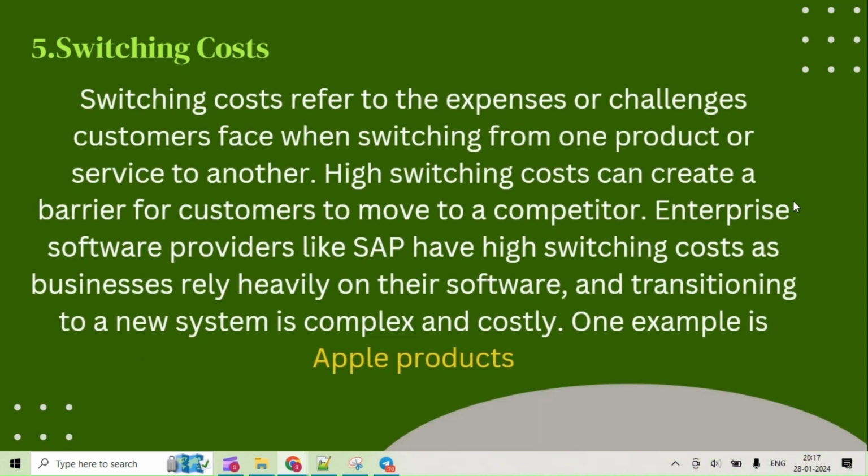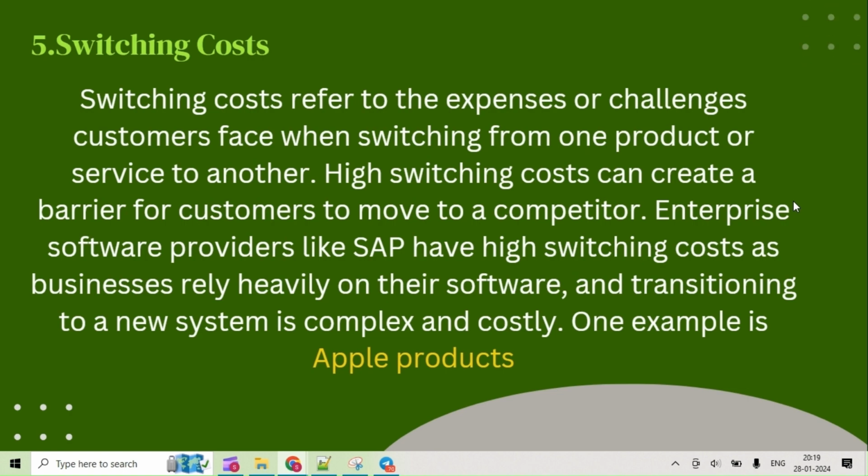The final one would be the switching cost, right? Switching cost refers to the expenses or challenges customers face when switching from one product or service to another. High switching costs can create a barrier for customers to move to a competitor. Enterprise software providers like SAP have high switching costs as businesses rely heavily on their software, and transitioning to a new system is complex and costly. One example is Apple products.